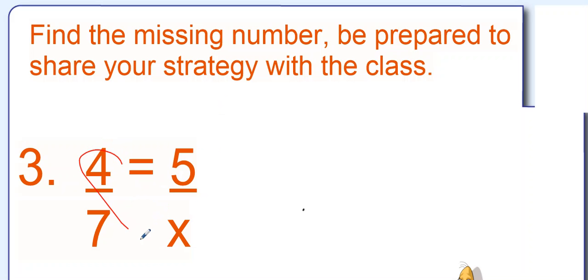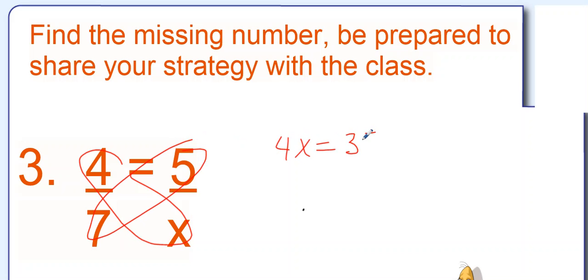So I'm going to go from here to here and multiply. So 4x has to equal, multiply those two together, 35. We're going to solve some equations here. I want to figure out 4 times something gives me 35. In order to undo multiplying by 4, I'm going to divide this side by 4. So x would have to equal 8.75.